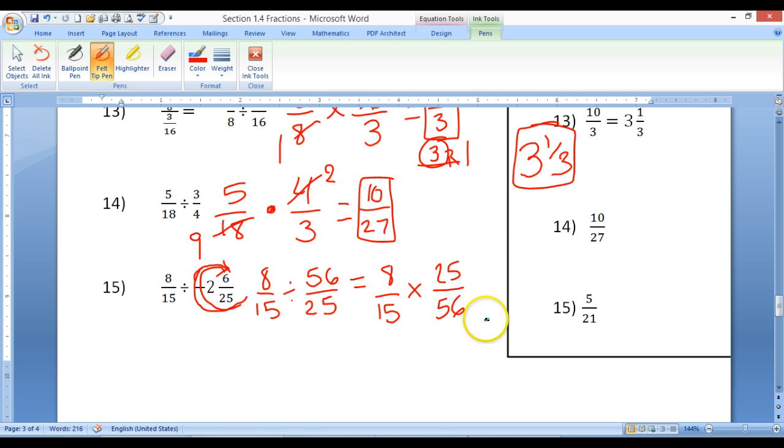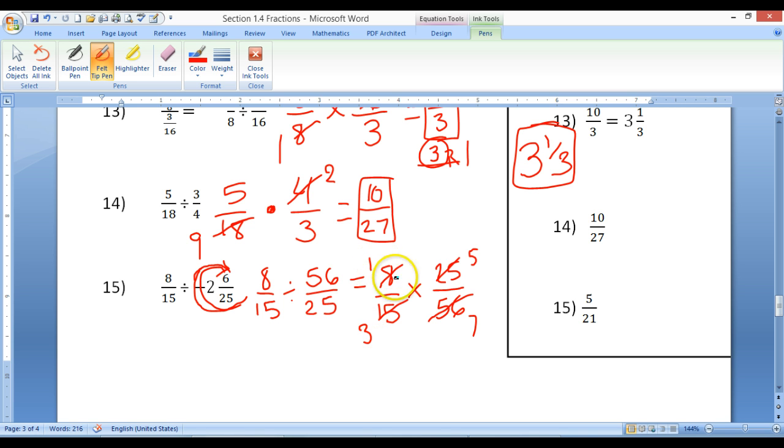Do you know what it is? That's right, 8. So I'm going to divide this by 8, which makes 1. 56 divided by 8 is 7. And again, I have something else. 25 and 15 are also both divisible by something. 5. 25 divided by 5 is 5. 15 divided by 5 is 3.